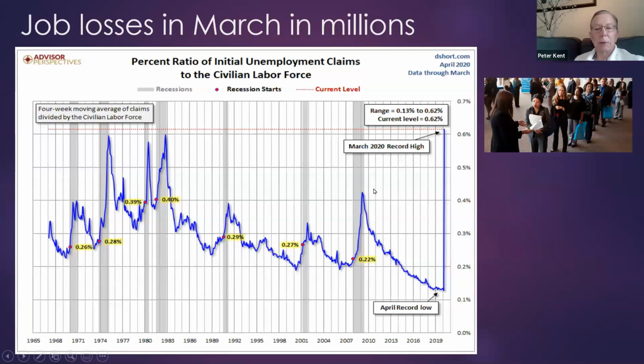And what you see is it's much higher than in the 2008 financial crisis, and it's more like back here in 83 and 74, but it exceeds those levels too. And it's just starting. So we've got a real unemployment problem, losses in the millions. I think I saw 10 million, 11 million.